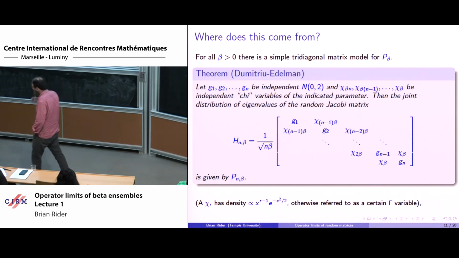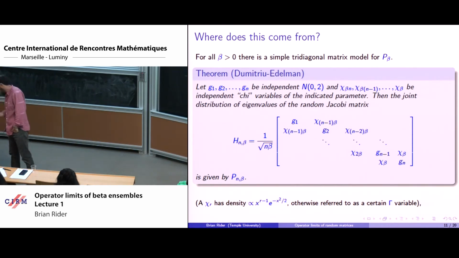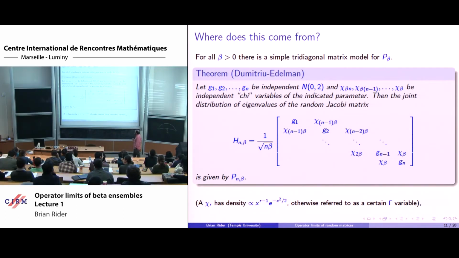And these chi's, what this means, I mean, the notation is a little bit weird, but if beta is an integer, right? So this index is an integer, we're calling them chi's because in that case, it really is the square root of a classical chi-square distribution, right? More generally, it's what's called a gamma random variable. These chi's, the chi r, has this density, just some constant times some simple random variable. Importantly, they're positive. So these are positive random variables on the off diagonals.